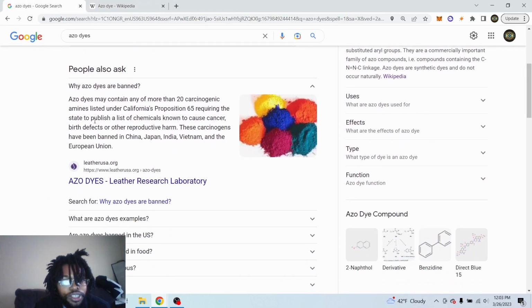Okay, so when it comes to azo dye, Wikipedia actually doesn't have so much information, but here's this thing right here, people also ask in the search section on Google. Why are azo dyes banned? Azo dyes may contain any of more than 20 carcinogenic amines listed under California's Proposition 65, requiring the state to publish a list of chemicals known to cause cancer, birth defects, or other reproductive harm. These carcinogens have been banned in China, Japan, India, Vietnam, and the European nations. That's a lot of different countries, a lot of big countries that are up to speed on news, right?